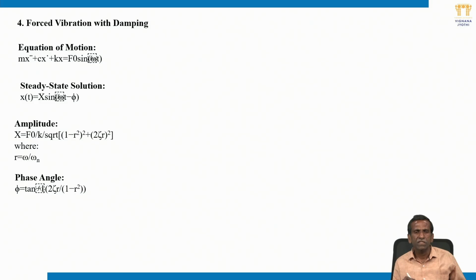The maximum amplitude X is F naught by k, divided by the square root of (1 minus r square) whole square plus (2 zeta r) whole square. This is the amplitude we can find, where r is omega by omega n. And the phase angle phi here is tan inverse of 2 zeta r by (1 minus r square). This is the phase angle.